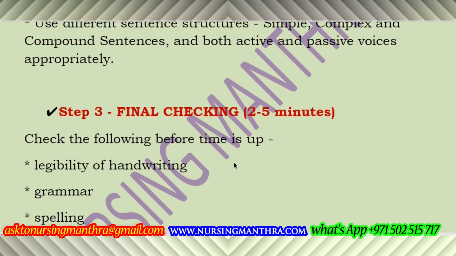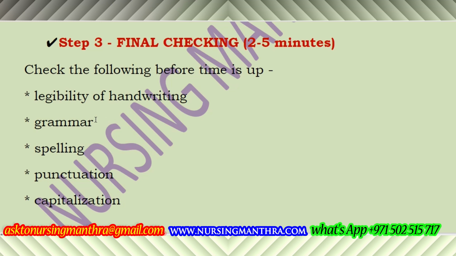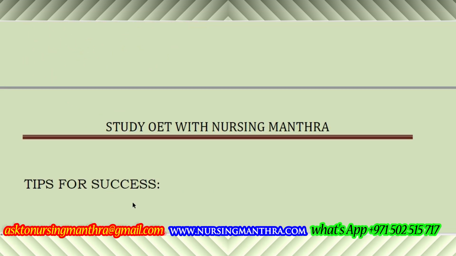And step 3 is final checking. Usually you have to utilize 2 to 5 minutes for final checking. You have to check the following before the time is up: legibility of your handwriting, whether the reader can understand your handwriting or not; and grammar, spelling, punctuation, capitalization, everything you have to check.